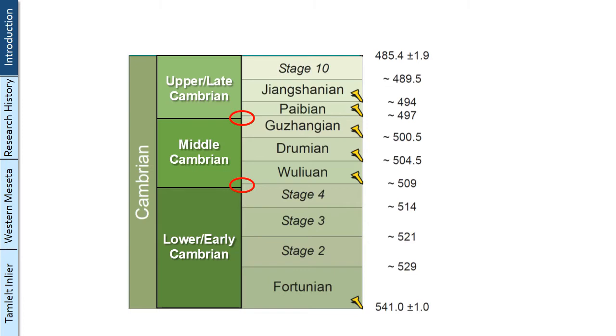Another topic to mention is that the ICS still maintains a wrong date for the base of the Cambrian as it is presently defined. This should indeed be 539.6 rather than 541.0 million years.